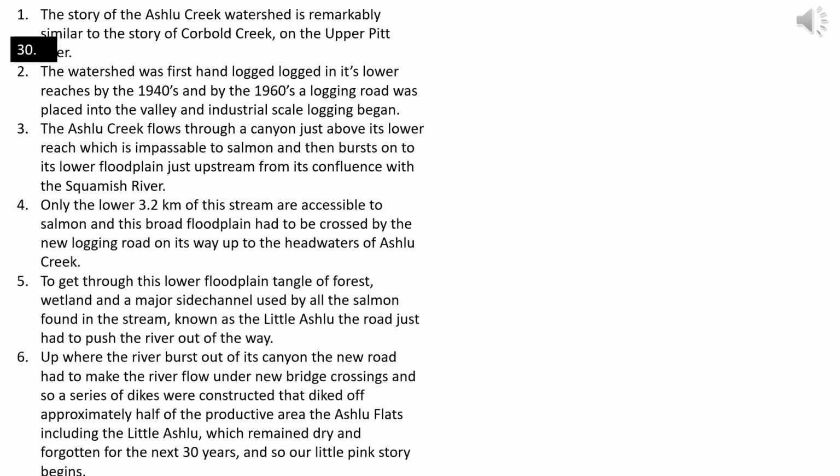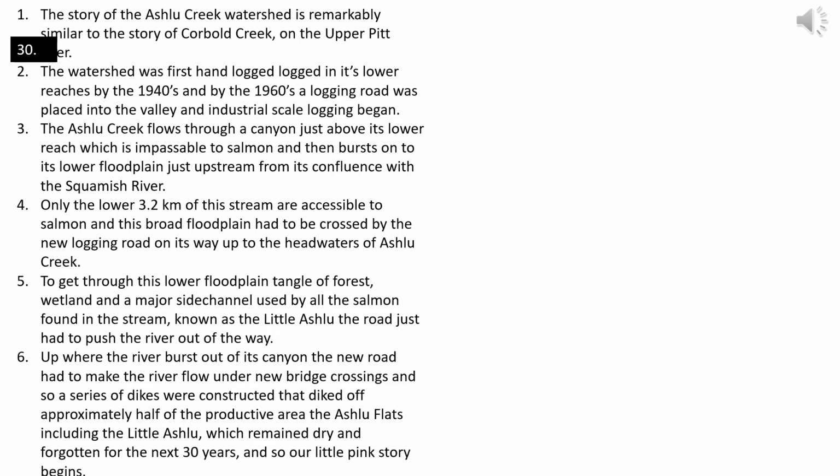And of course, this broad floodplain had to be crossed by this new logging road on its way to the headwaters of Ashley Creek. So to get through this lower floodplain tangle of forest, wetland, and a major side channel used by all the salmon in the stream, known locally as the Little Ashley, the road just had to push the river out of the way. So up where the river burst out of its canyon, the new road had to cross to the far side of the stream and had to construct a series of 2 bridges.